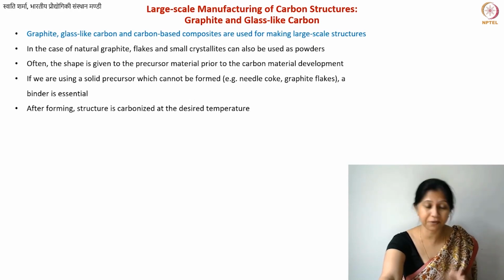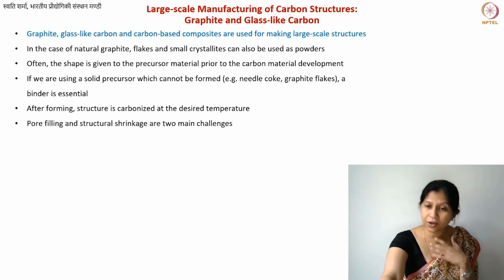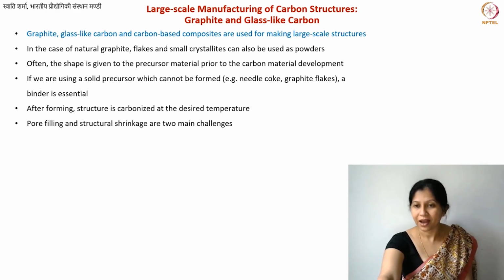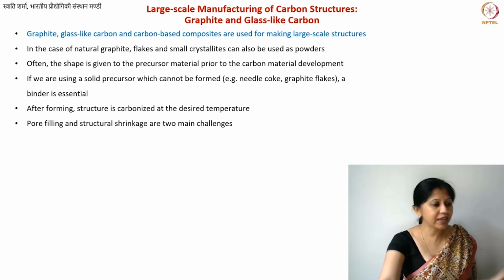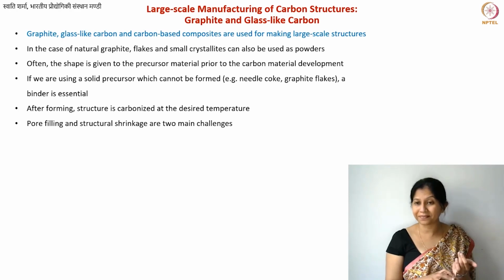If it is not solid state, if it is a viscous polymer or a resin itself, which typically happens in the case of glassy carbon, then you can directly give it a shape. In that case, the resin itself is like a binder, so you don't really need one. These shapes are given using typically a molding process. We have learned a lot about it.